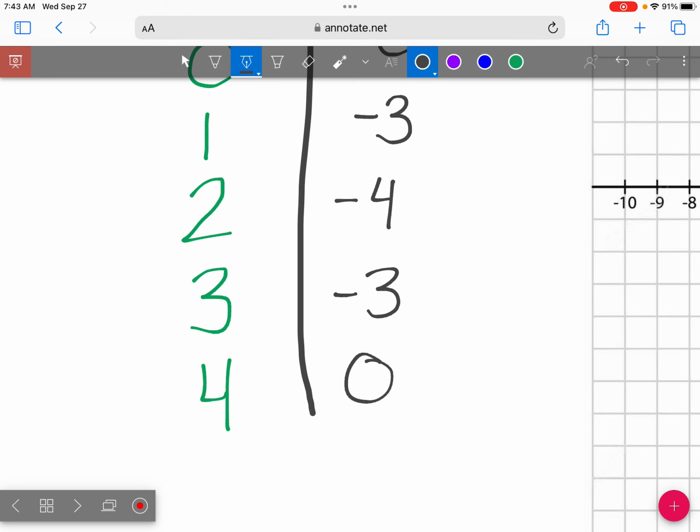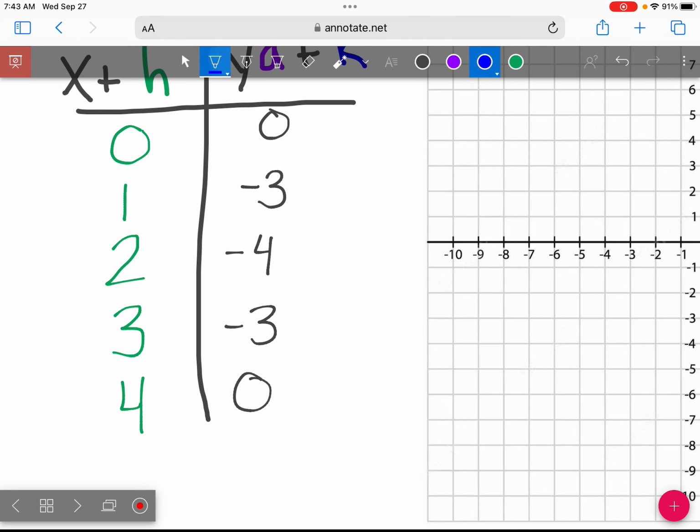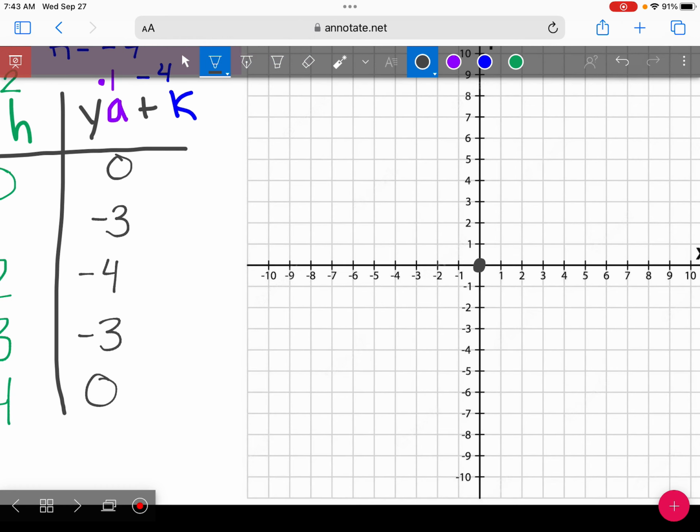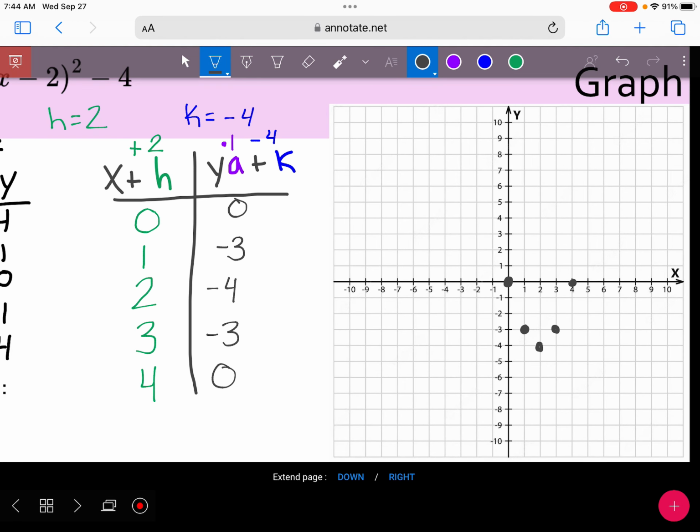So we're going to plot those points. So we have our 0, 0, 1, -3, 2, -4, 3, -3, and 4, 0. And once we connect them up, we get our parabola.